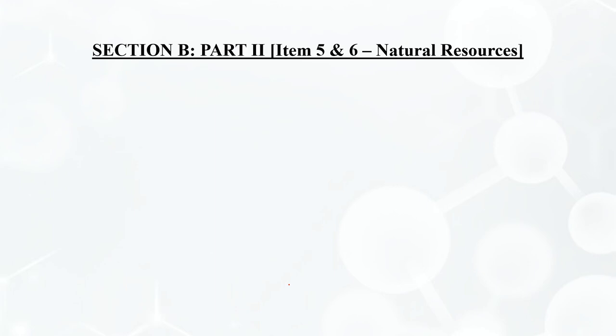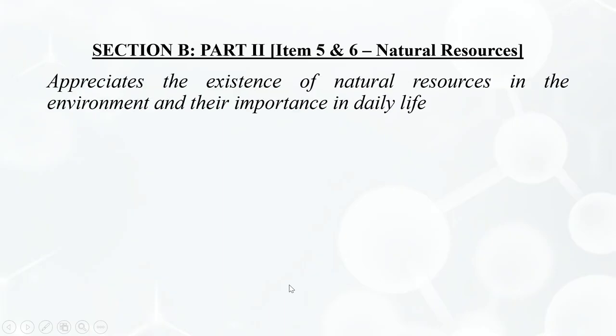Let's look at our last part. Part 2, item 5 and item 6. We know very well that items 5 and 6 are all about natural resources. It is coming from the element of construct that the learner appreciates the existence of natural resources in the environment and their importance in daily life. So majorly, part 2 of section B is about natural resources.